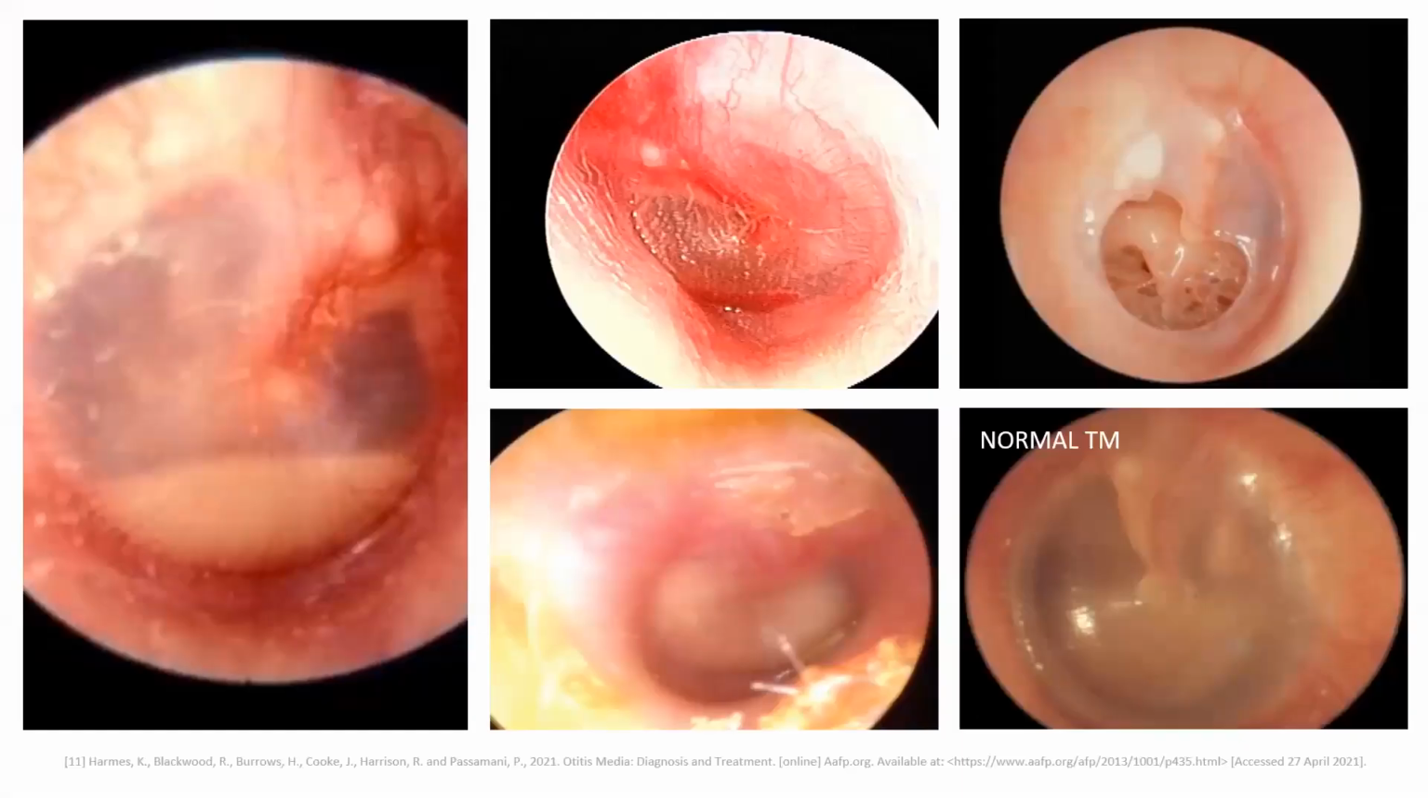So on the bottom right is what a normal TM should look like, and then all the others are variants of middle ear infections. You can see erythema in the top slide, the left and the bottom middle one. You can see that there's some pus in the middle ear, and then the top right is quite a frank perforation of the tympanic membrane.